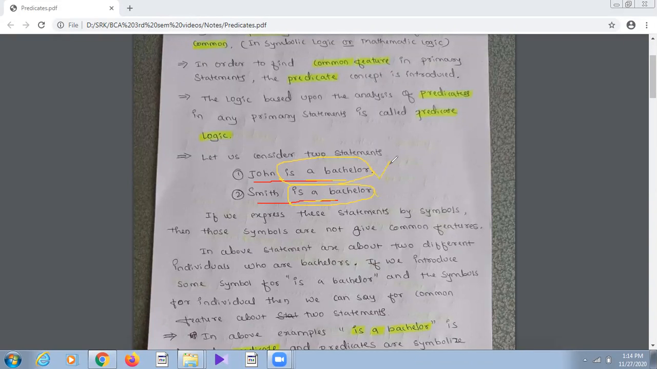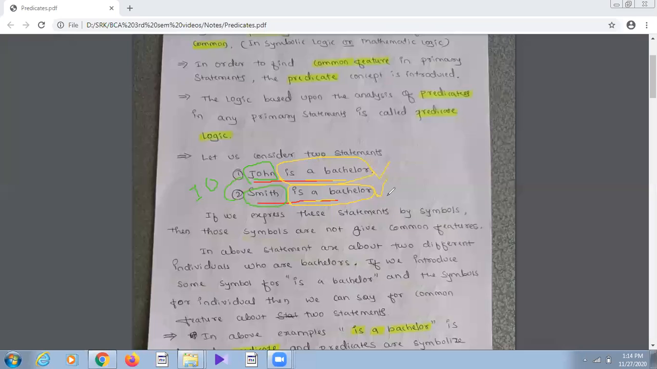So in both the primary statements we identified a predicate, that is a common feature, that is bachelor. Is a bachelor. Okay, and next here that is John. See here, this is John, an individual name or object name in the primary statement. And this is Smith. Both John and Smith are called individual or object, and this common feature is called the predicate.